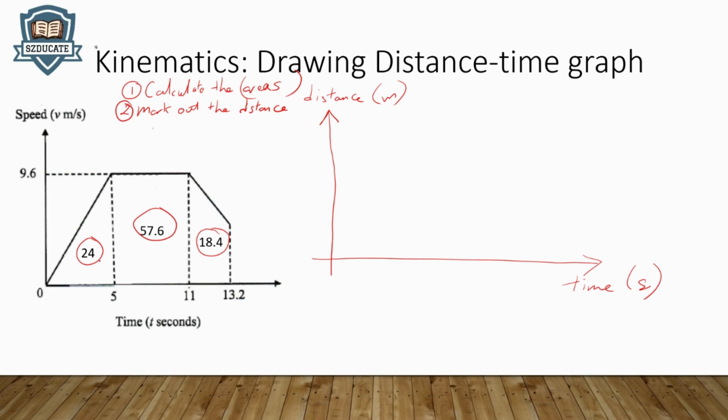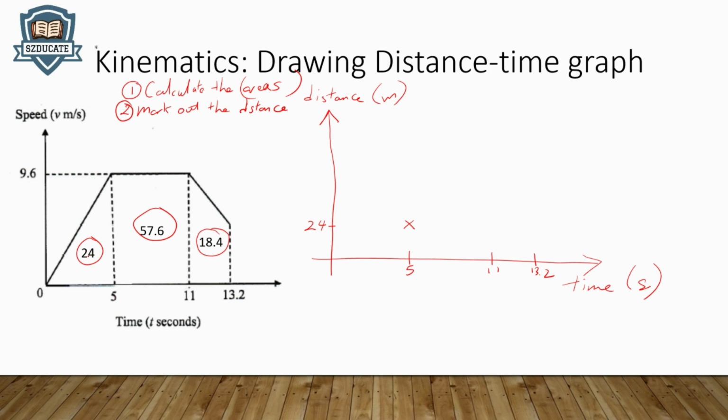So first thing, mark out the time first: 5, 11, and 13.2. Now, it traveled 24 meters from 0 to 5 seconds. That means at 5 seconds, you have already traveled 24 meters. So now you have to mark 24. I'm going to mark it here. Total distance traveled at 5 seconds.